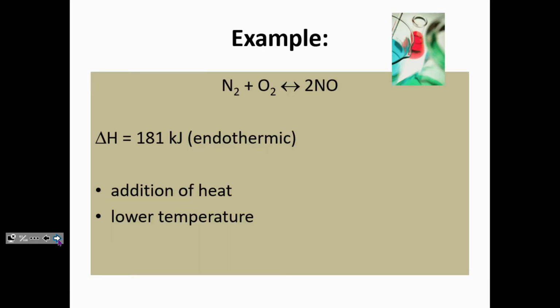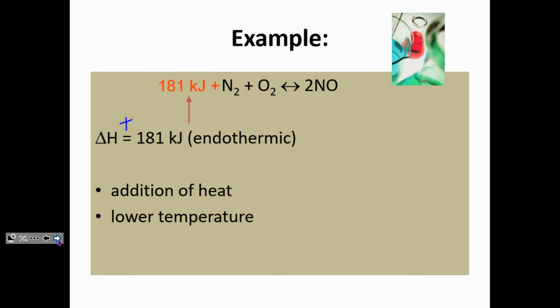So here's our real-life example. N2 plus O2, both are diatomic. We're going to form nitrogen monoxide. We are given the enthalpy value for the reaction, and what you'll see is that it is a positive value, which means endothermic. So what happens if we add heat? What happens if we remove it? We lower the temperature. So what we need to know for this problem is where the heat goes.